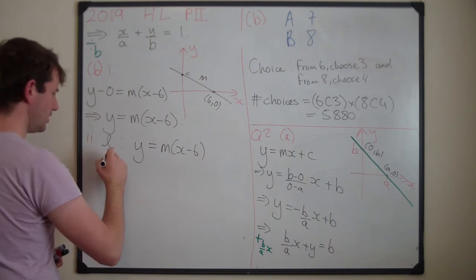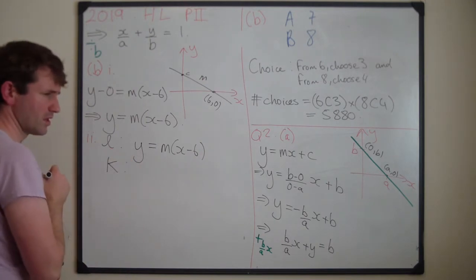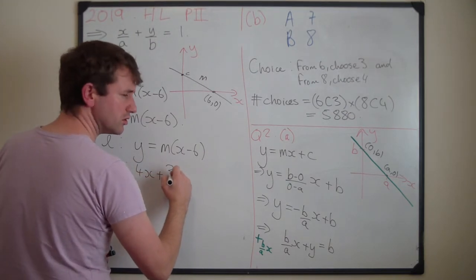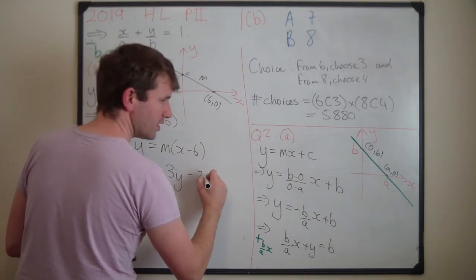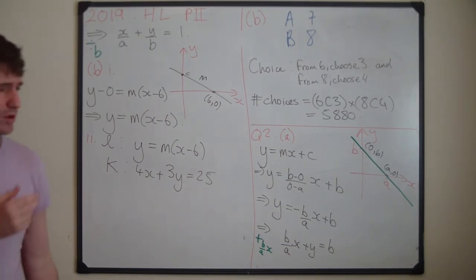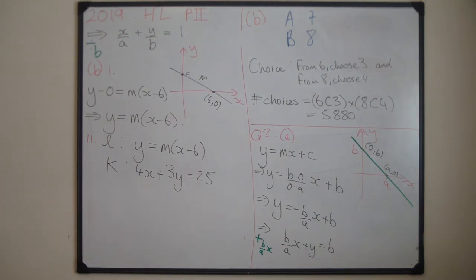And the second line is K, which is given as 4x plus 3y equal to 25. And it's telling us that P is the intersection point. And what we want to do is find the coordinates of P in terms of m.